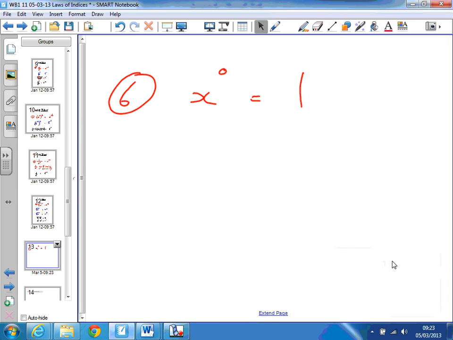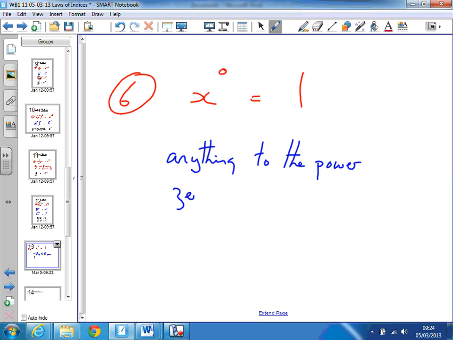Here is the last law of indices. Anything, x can be anything, a negative number, a fraction, pi, anything to the power 0 is 1. That's what that's saying. Anything to the power 0 is 1. And that sometimes is something that we use when we're simplifying things.